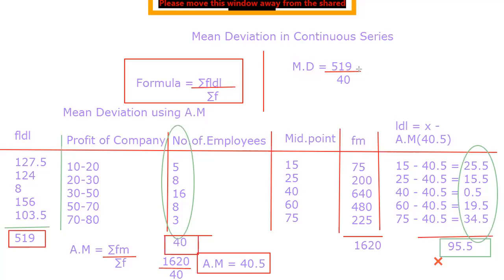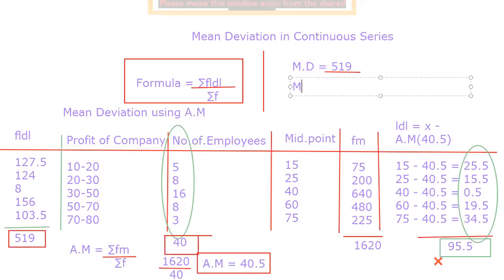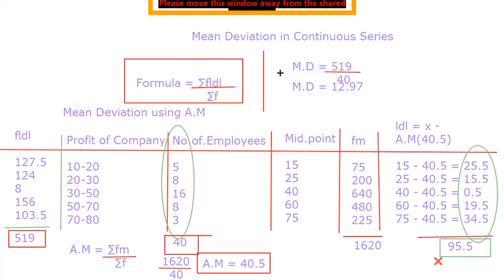So 12.975. Very good, Miss Sindhu, and very good, Mr. Vishi. So our MD is equal to 12.975. Two decimals are enough, so 12.98. So this is our mean deviation using arithmetic mean.